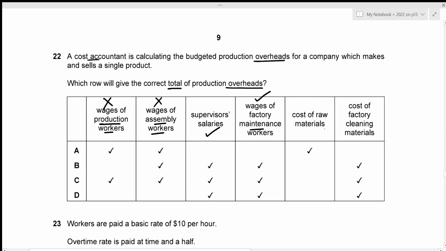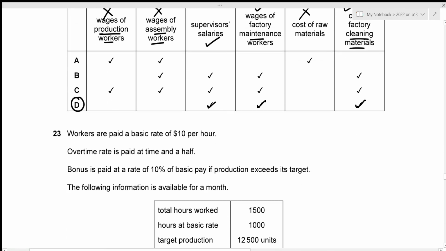Then we have cost of raw materials, which is a direct cost. This should not be included. Then we have cost of factory cleaning materials. These are again the production overheads. So the correct ones will be supervisor salaries, wages of factory maintenance workers, and cost of factory cleaning materials. And we can see that these three are given in option D. So that's going to be the correct answer. This concludes question number 22. We can now move towards question number 23.